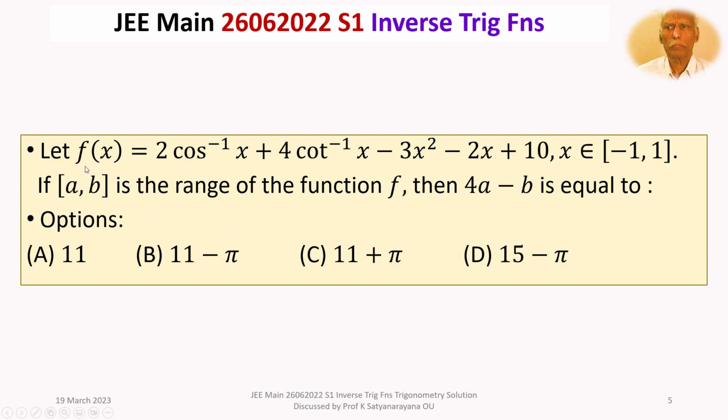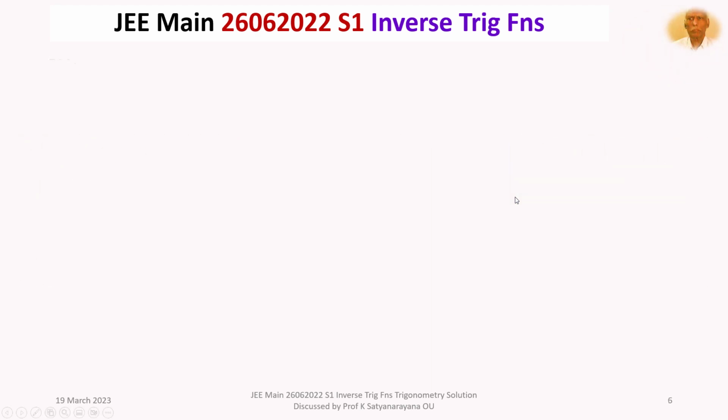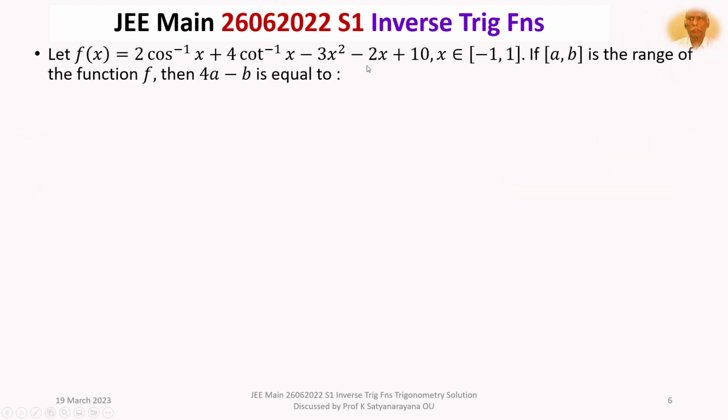We have a function f of x is equal to 2 cos inverse x plus 4 cot inverse x minus 3x square minus 2x plus 10, where x belongs to the closed and bounded interval minus 1 to plus 1. If the closed and bounded interval a comma b is the range of this given function, required to find the value of 4a minus b. That is our given question. We now discuss the solution of the problem in detail.